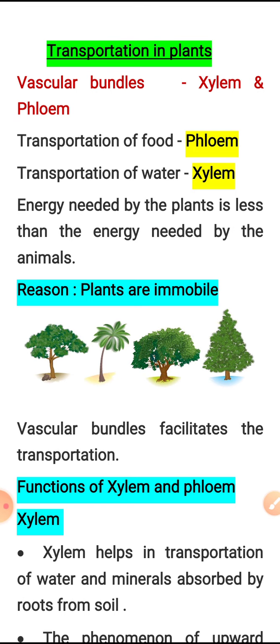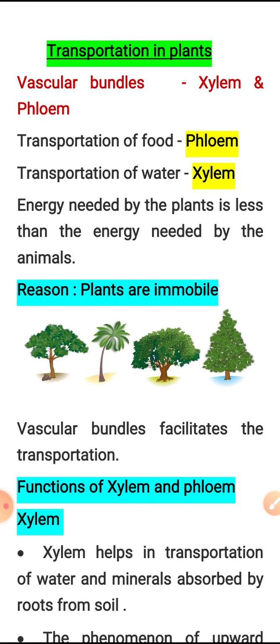Not only food, plants also need water. This water is taken from the soil and reaches the roots, and later it enters the different parts of the plant through the roots. As it enters the plant, it reaches the stem, leaves, buds, flowers, and so on.